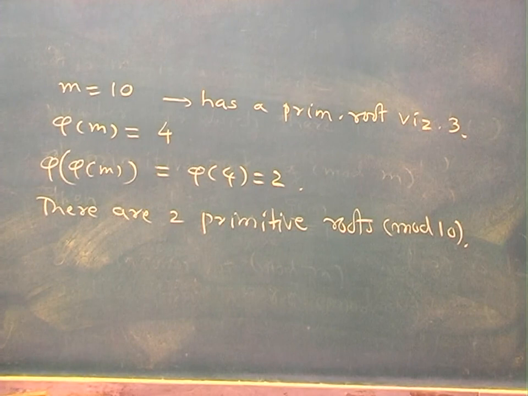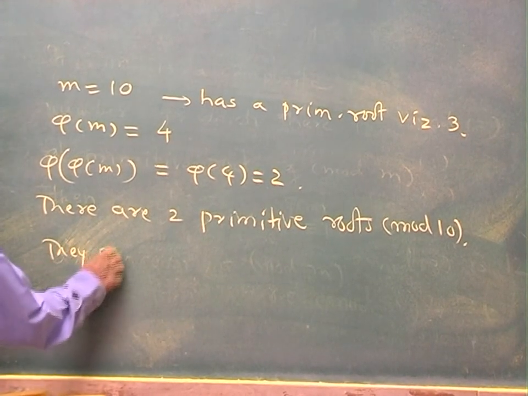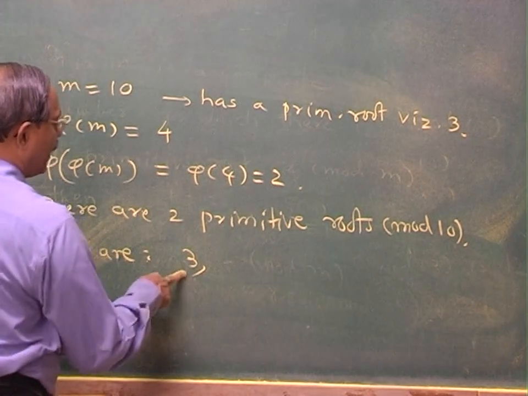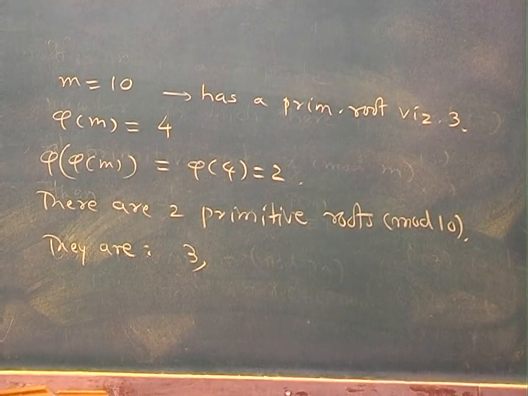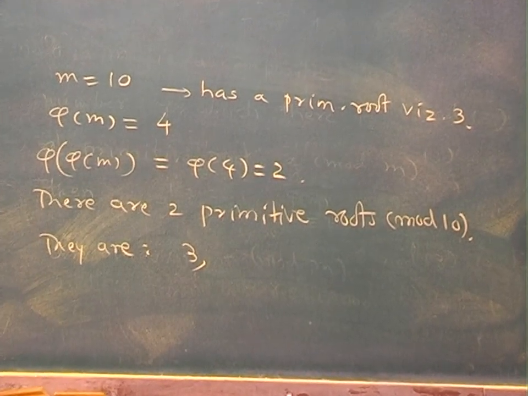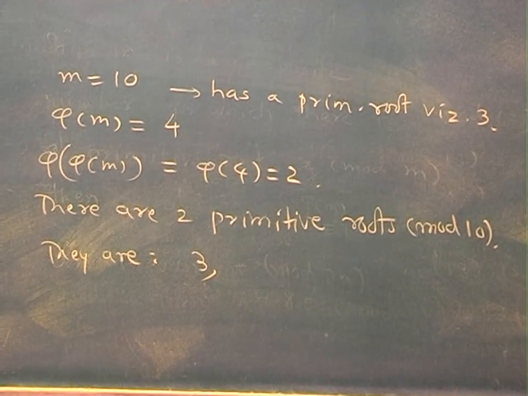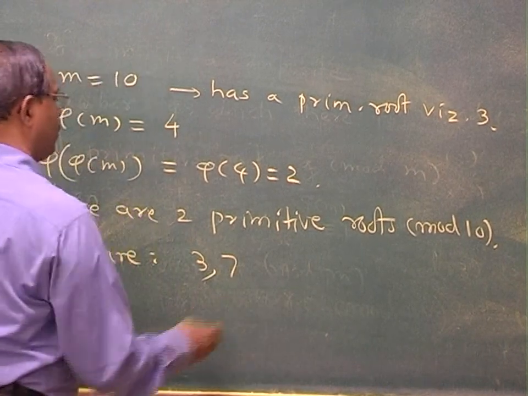And what are they? 3 is one, and actually the inverse of 3 will also be of the same order. A and A bar, they have the same order. So the inverse of 3 is 7. 3 into 7 is 1. So the inverse of 3 is 7 mod 10. So 3 and 7 mod 10.